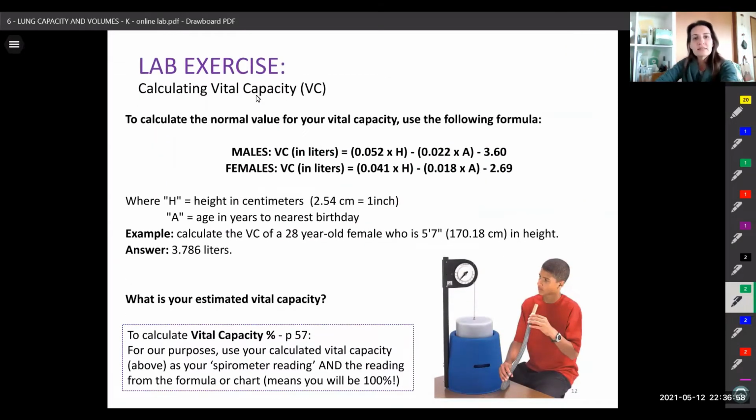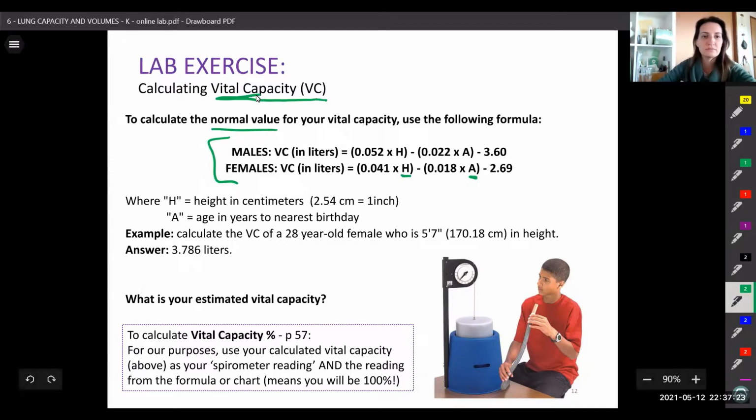And then we'll come back to this, calculating vital capacity. These measurements are in the lab manual. And so you would choose either males or females here. You'd have to know your height and your age in order to do this calculation. But this is what we would use to get the normal value for an individual of your height and age and your sex. Right? So we calculate the normal value.